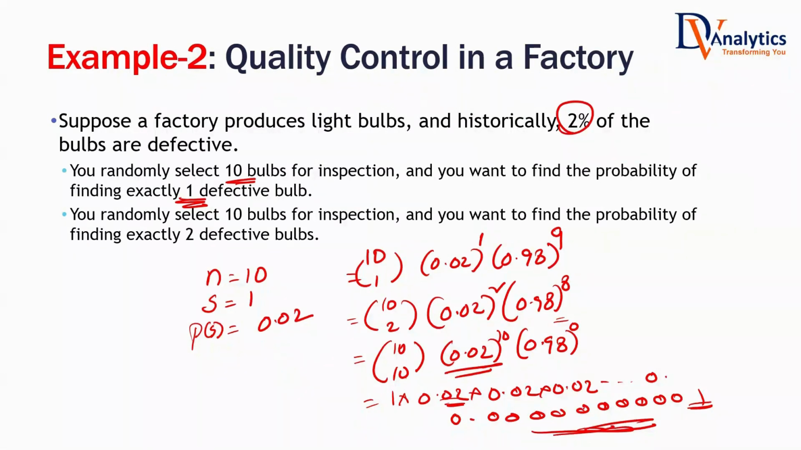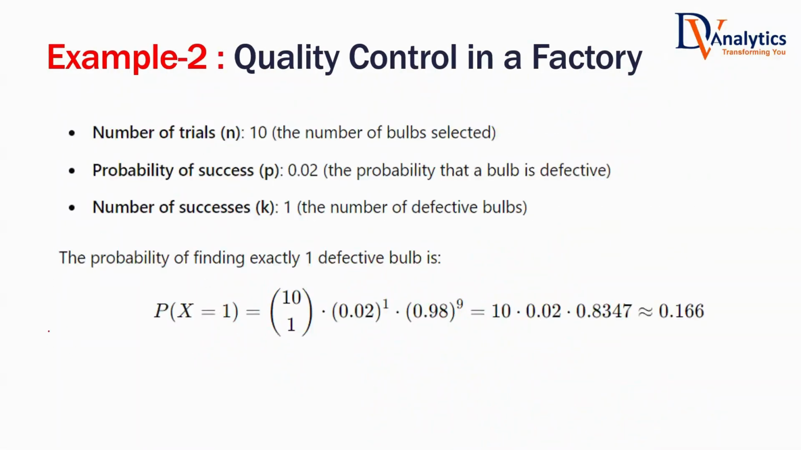So that is where we can use binomial distribution, where you have exactly two possibilities, success or failure, and you have done a certain number of trials. And what is the probability that within those trials you may get 1 success or 2 success, 3 success, 4 success, like that.